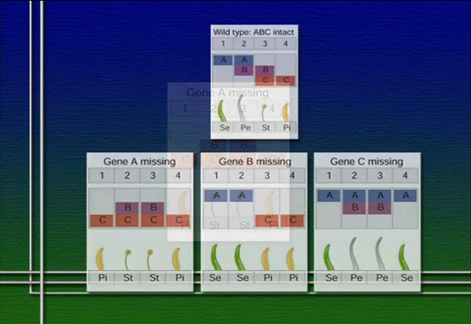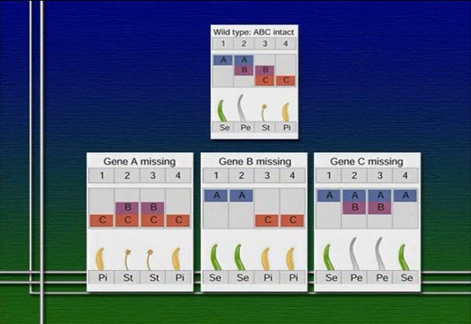Similarly, we could go through different combinations of mutations and predict what kinds of organs you would expect to see in these mutant plants. And the interesting fact is that when you actually look at these mutations, the combinations of organs and their position in the mutant plant are exactly what are predicted by this distribution of gene products.